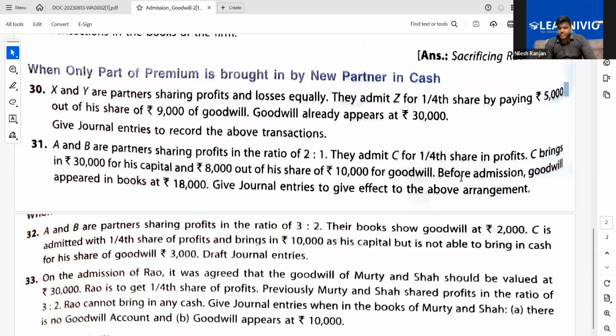The remaining two entries you have completed. A capital account debit and B capital account debit to goodwill account. Amount: 12,000 for A, 8,000 for B. Yes, it is 2,000, so 1,200 and 800. I think I did it wrong.